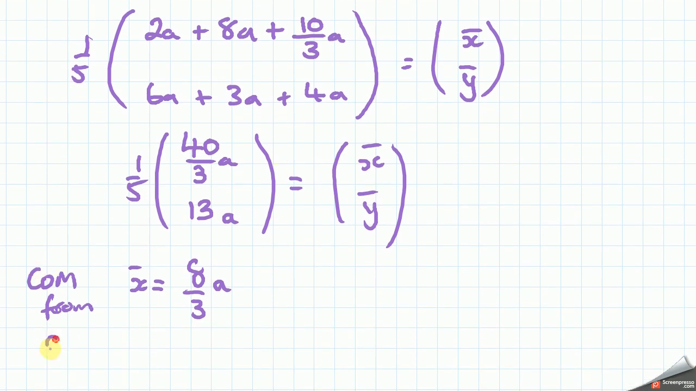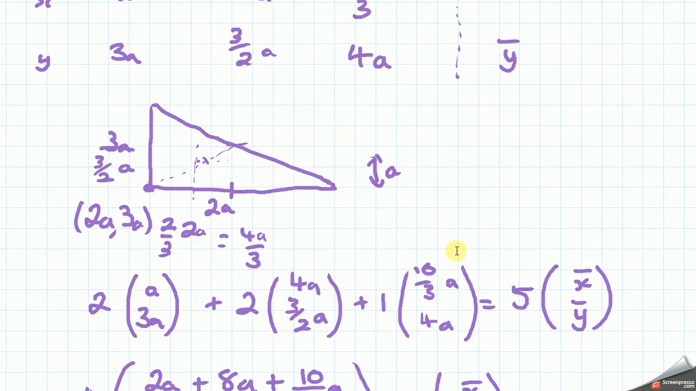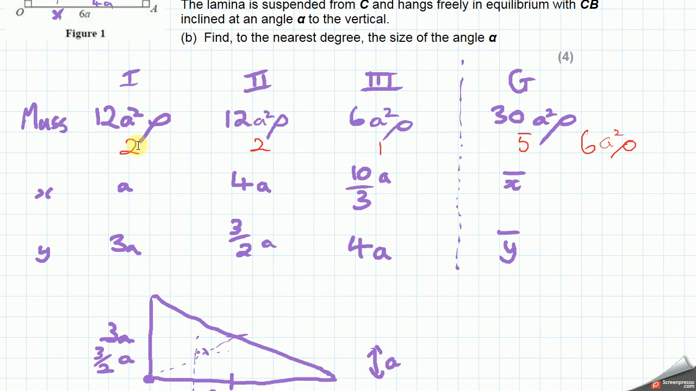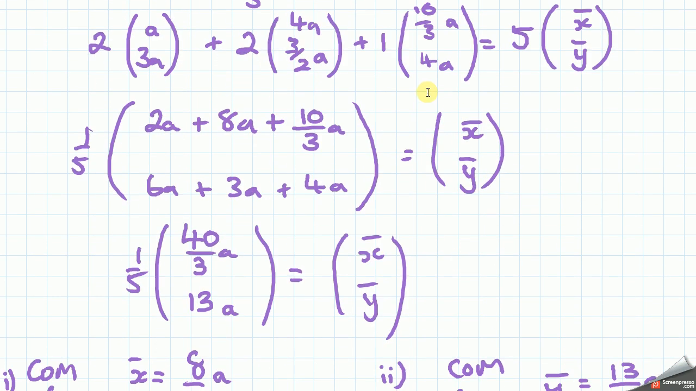That's part 1. Part 2 is the COM from OA, and that's the distance from the bottom. That is equal to 13/5 A. So that's the first part of the question done. The way to do this one is you can actually take this square of 6A, 6A and subtract a mass in the corner, and it will give you the same result. If you don't do the simplification, that's fine, it would still carry on going.